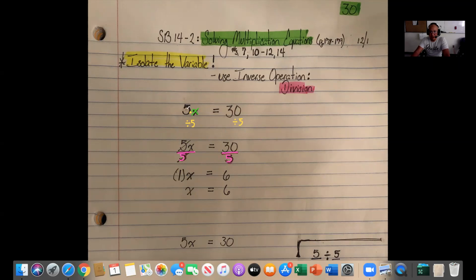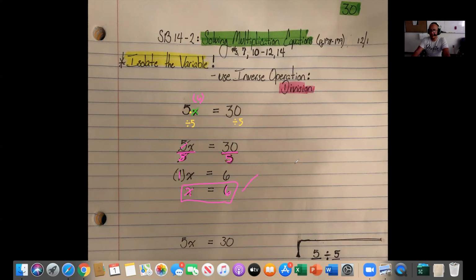Notice what happens when I divide 5 by 5. 5 divided by 5 is equal to 1, and 1 times x is just x, because 1 times anything is just whatever is there. On this side, 30 divided by 5 is 6. So, ladies and gentlemen, x is equal to 6. As always, I can check this by putting it back into the equation. Instead of an x, I'm going to substitute it with a 6. So 5 times 6, and 5 times 6 is indeed 30. So I know that this is correct.